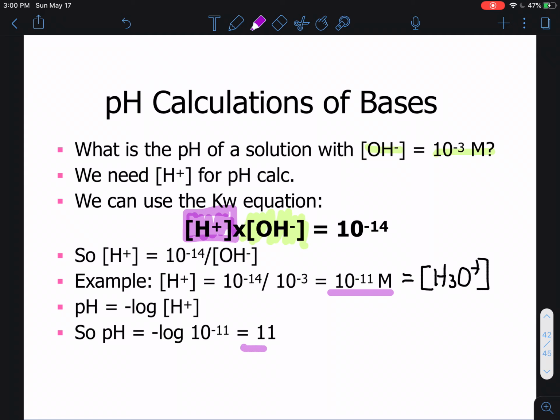So final answer, the pH of a solution with a hydroxide ion concentration of 1.0 times 10 to the negative 3 is going to be 11, and that is very basic.